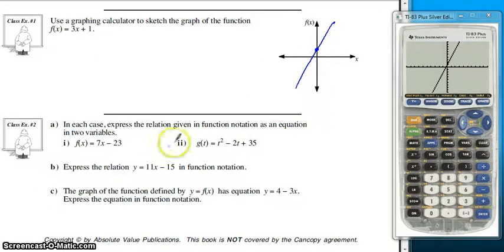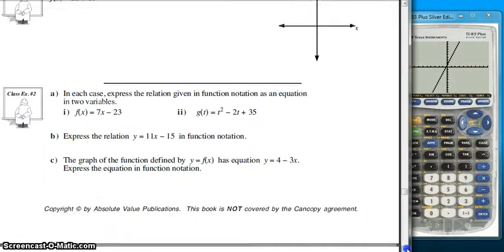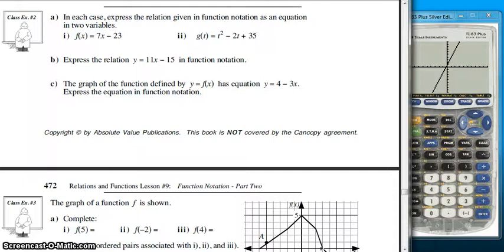In each case, example number 2, express the relation given in function notation as an equation in two variables. So what are they asking? We just ask you to write them in xy notation. So instead of having f of x, you write y. And this is how you type that in the calculator as well. And then instead of g of t, you can just write y.